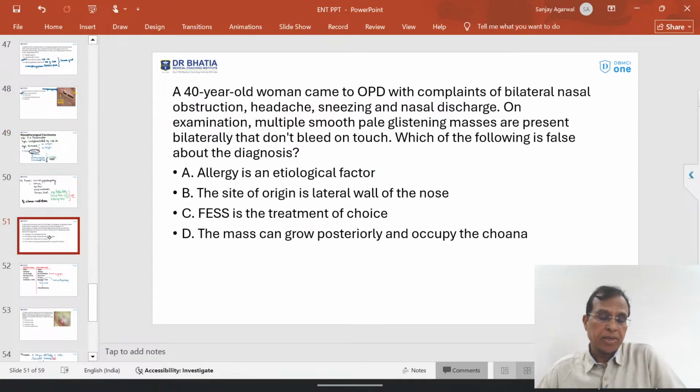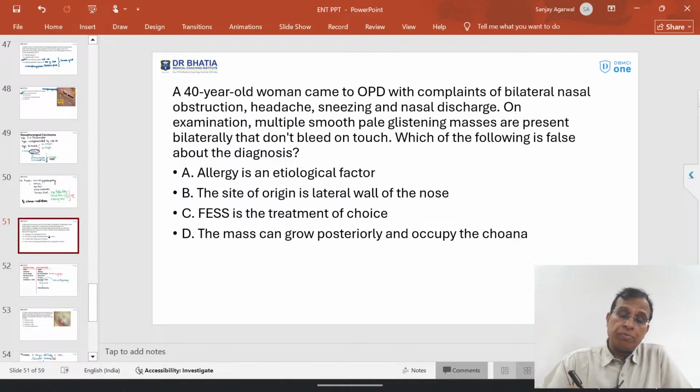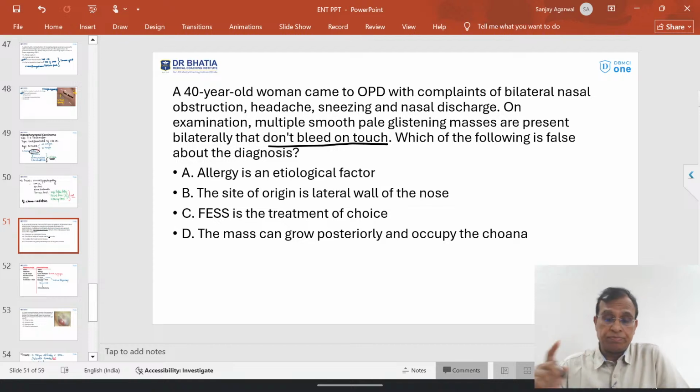Next one. A 40 years old woman came to OPD with complaints of bilateral nasal obstruction, headache, sneezing and nasal discharge. So नाक में कुछ है, nasal discharge, headache है with nasal obstruction. On examination, multiple smooth, pale, glistening masses are present in both the noses that do not bleed on touch. Remember, that do not bleed. मैंने बोला था ना, नाक में सिर्फ एक चीज है जो ब्लीड नहीं होती.